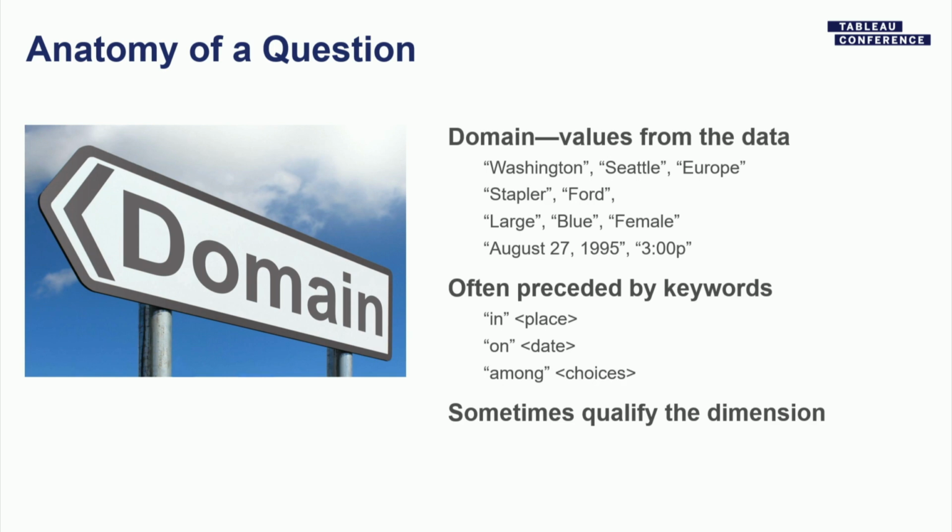These are often preceded by keywords like in, on, among. And what those are doing is sort of cluing you into the fact that there's some kind of domain operation going on here. Sometimes these will qualify the dimension, like I might say the blue cars or the large filing cabinets, or something like that, in which case they become adjectives. But the domain words are really useful because those are things that are going to key you into a certain way of using Tableau, and they're fundamentally different than those other types of words.